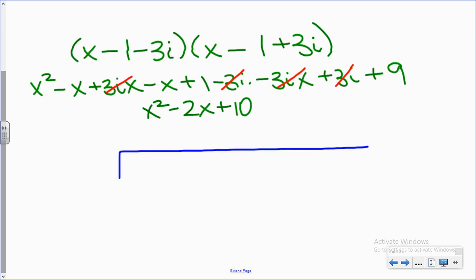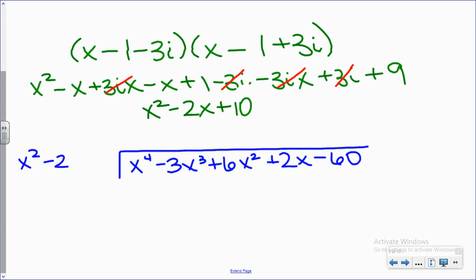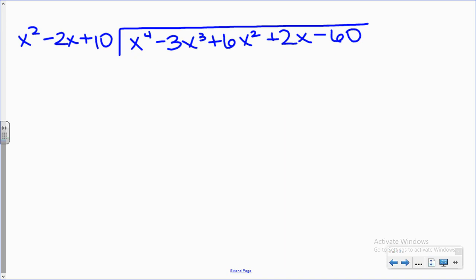All right. So we have x to the 4th minus 3x cubed plus 6x squared plus 2x minus 60, and we are dividing by x squared minus 2x plus 10. Now some of you are moaning and groaning. However, if this is a problem that you missed on the quiz, here is some practice for you as you go into the weekend to make your corrections.